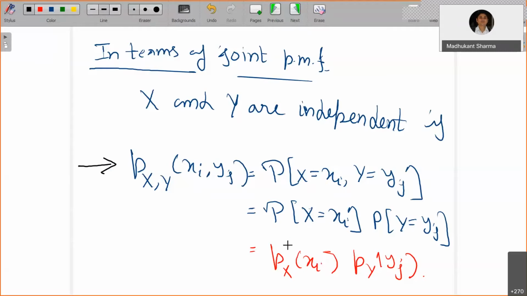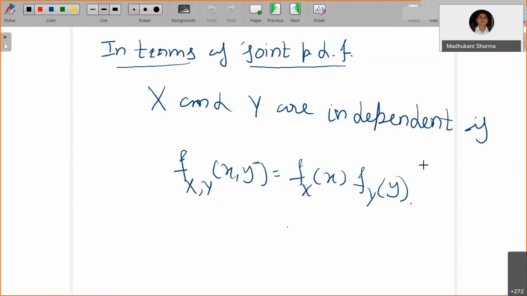Okay, that should be true for every value of x and for every value of y, both. It should be true not only for particular values, it should be true for all values of x and all values of y. Then you can certainly say that x and y are independent.